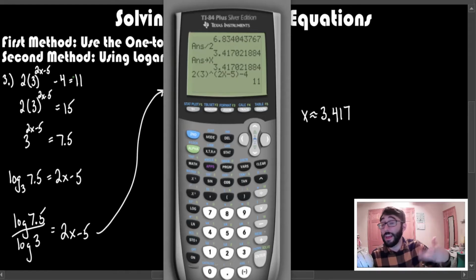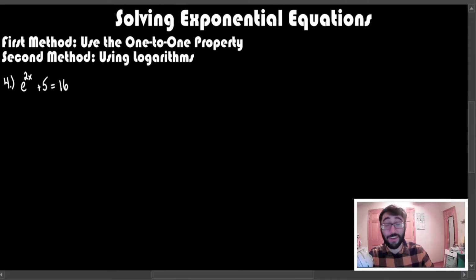And you can use that same idea to check your answer for solving any type of equation. Because sometimes the answer might be a little bit messy, but you want to check your answer. Let's go ahead and take a look at one, yes, I promise, one final example. Okay, so our fourth example, we have e to the 2x power plus 5 is equal to 16.